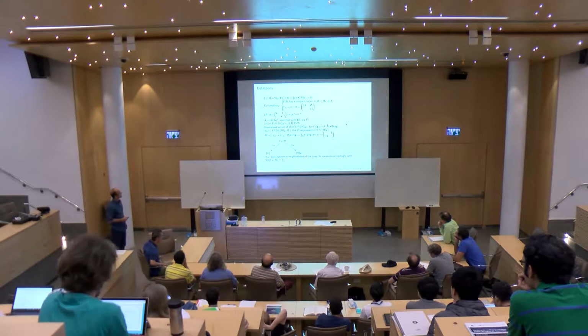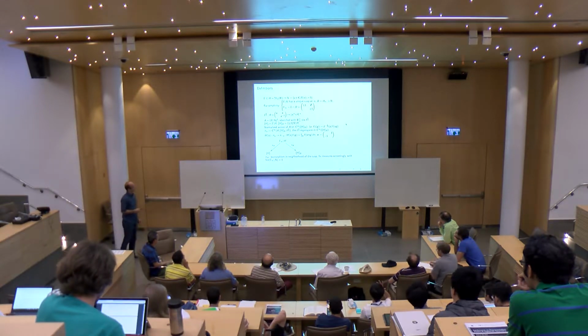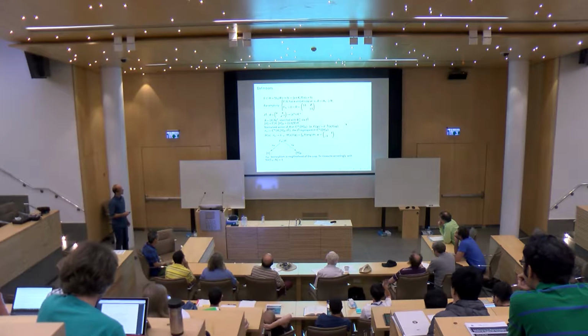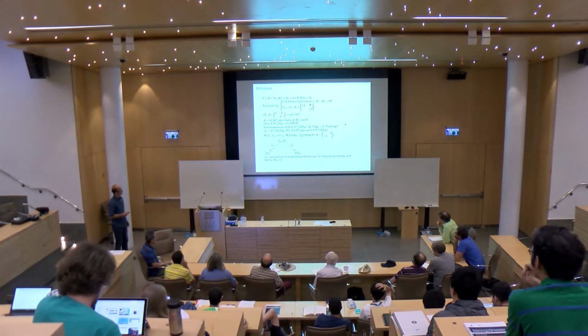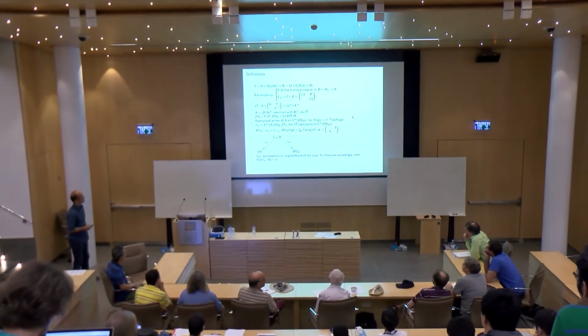Curly H is the upper half plane. For simplicity, I will assume that H mod gamma has a unique cusp at infinity, and that the stabilizer of this cusp intersected with gamma is this subgroup.